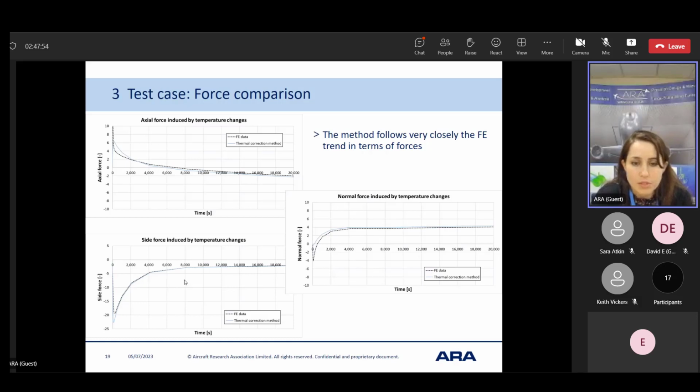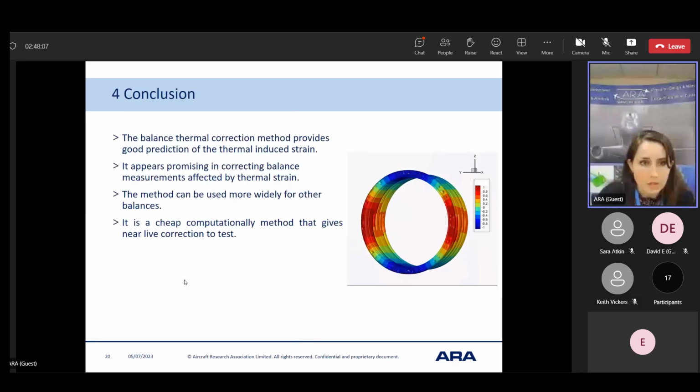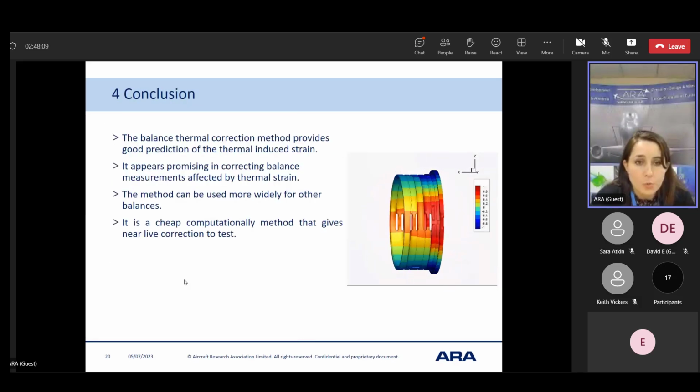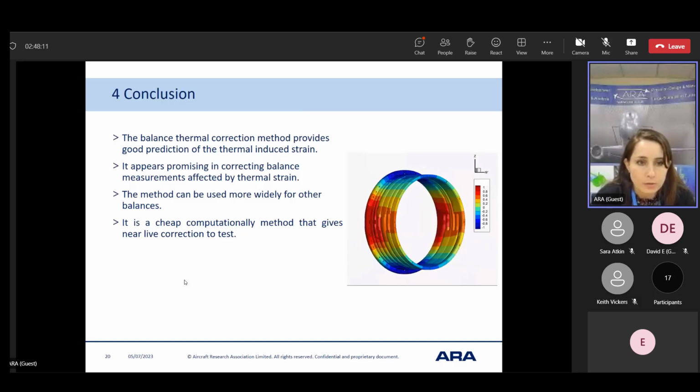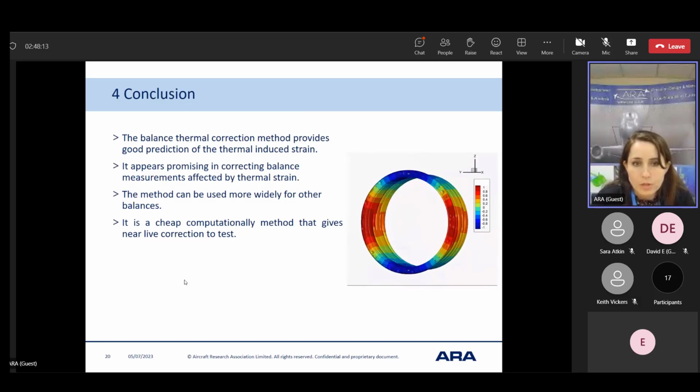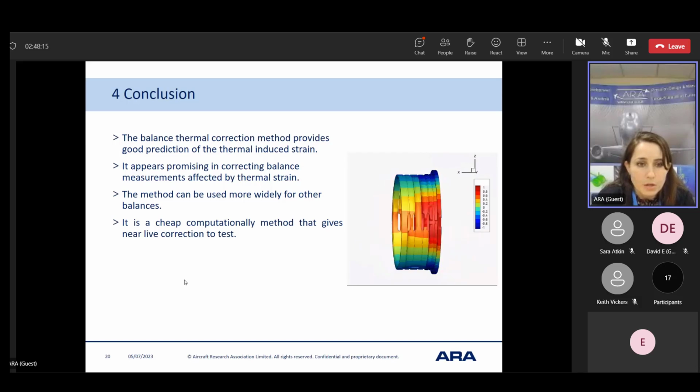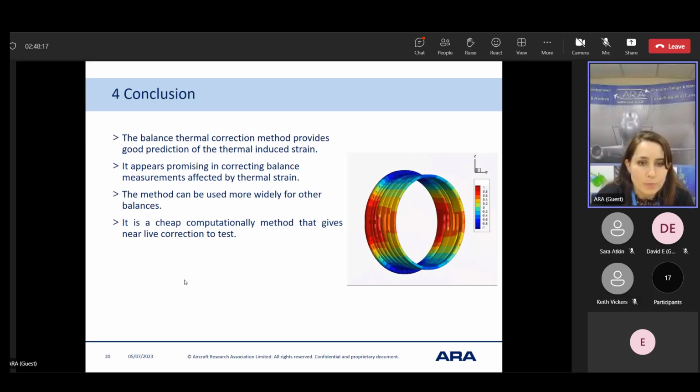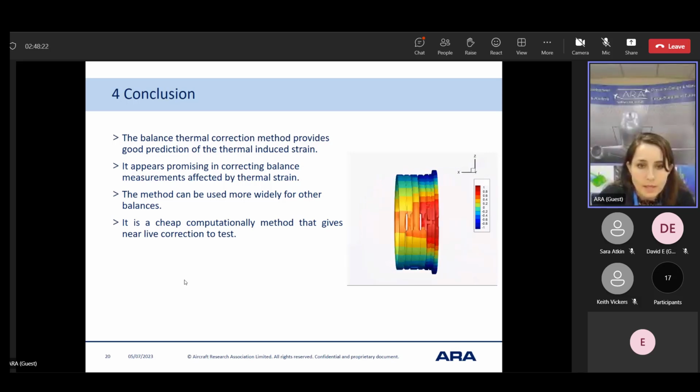This method is quite promising because with it we can correct a good portion of the strain induced by the temperature changes. So just to conclude, the balance thermal correction method provides good prediction of the thermally induced strain. For us, it is very promising for correcting balance measurements affected by the thermal strain.